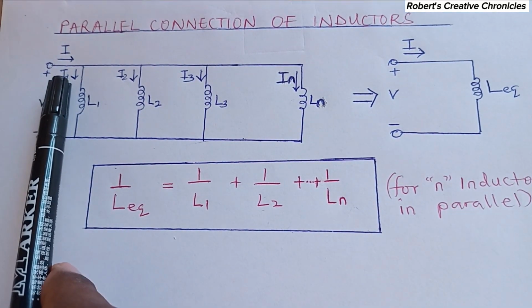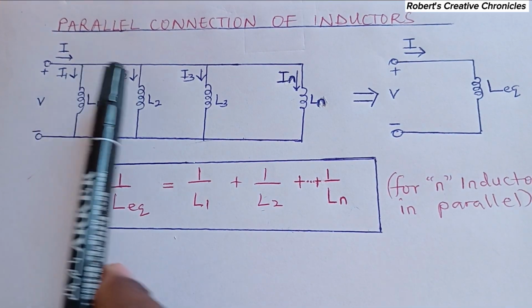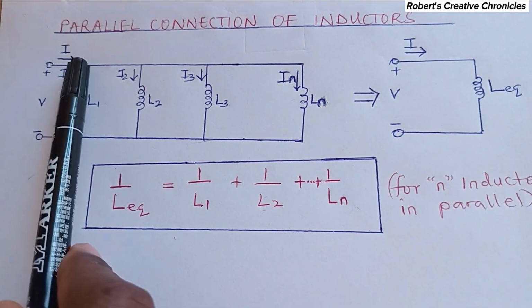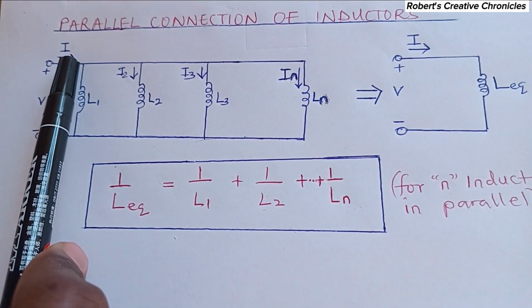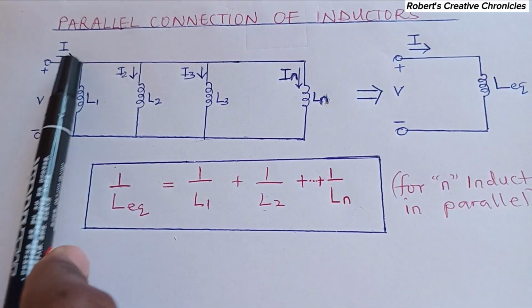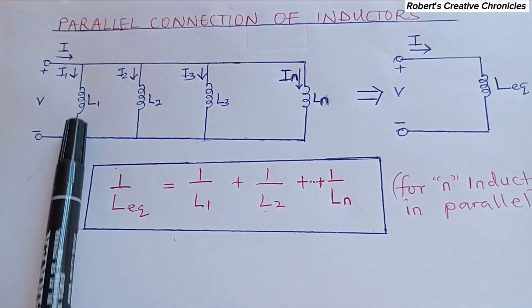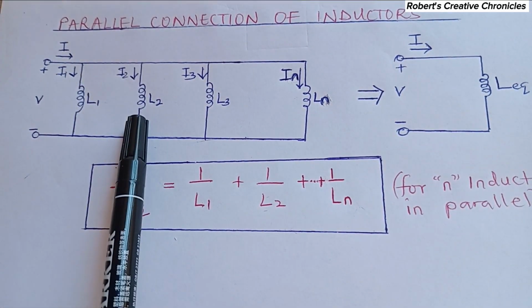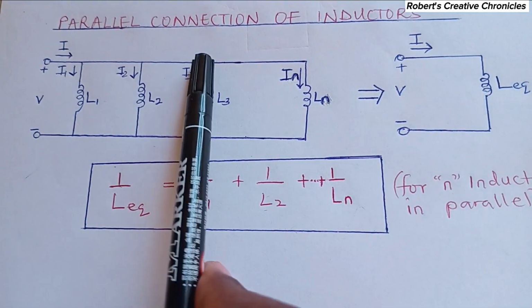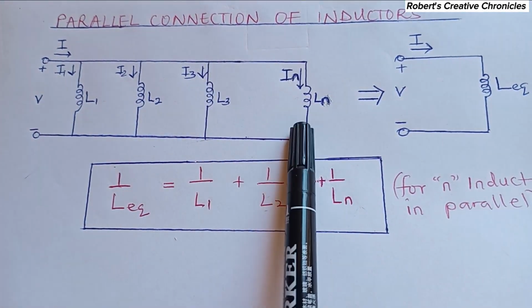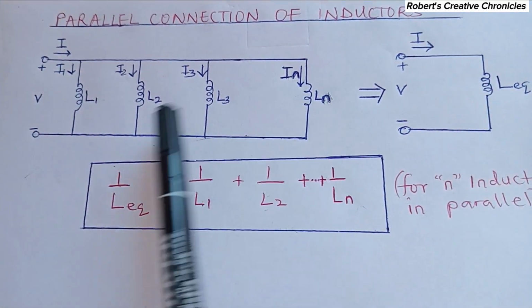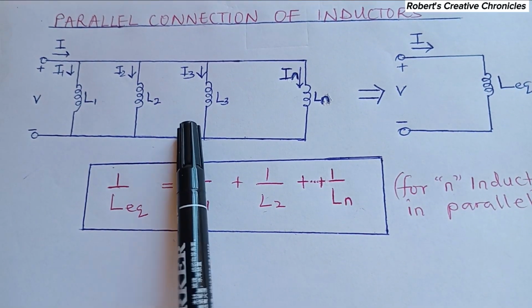So, the different currents are illustrated by I1, I2, I3, and IN. When this current I enters this junction, a portion of the current will enter this inductor, that is I1, and that portion will enter this one, and that portion will enter this one, and that portion will enter this one. But the voltage across all of them is always the same when inductors are connected in parallel.